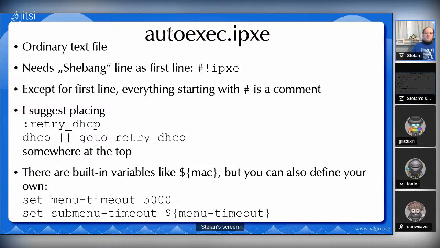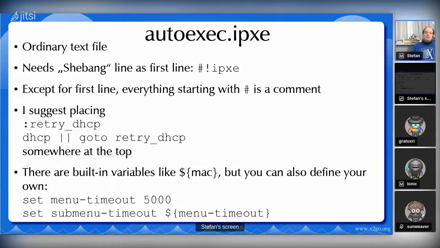Now, I just mentioned variables, and yes, there are some that are pretty much always there because iPXE will set them immediately after it starts up, like the MAC address. Others will only be present if a DHCP request succeeded, and so on. But you can also define and set your own using the set command.